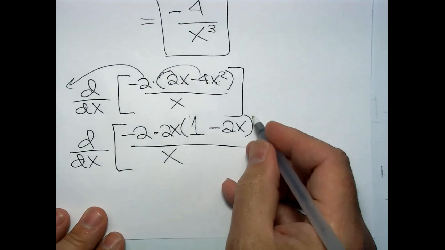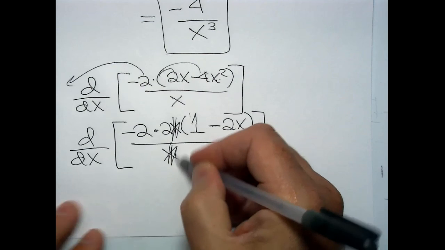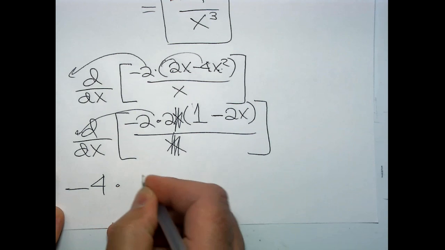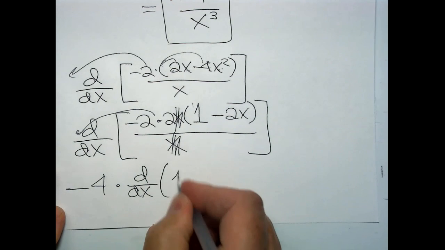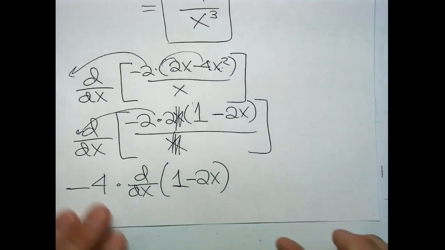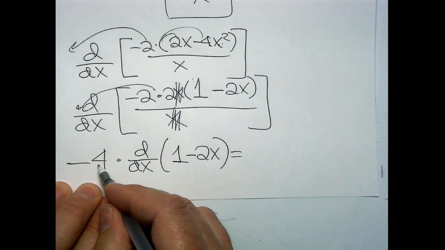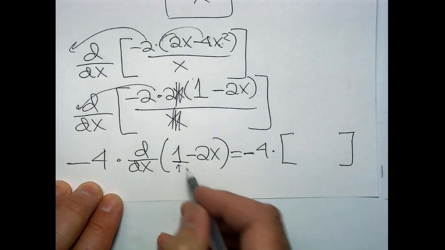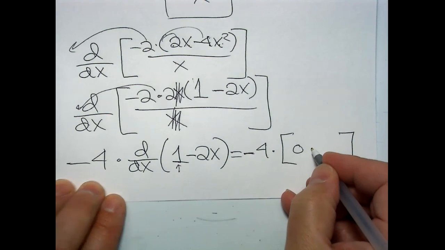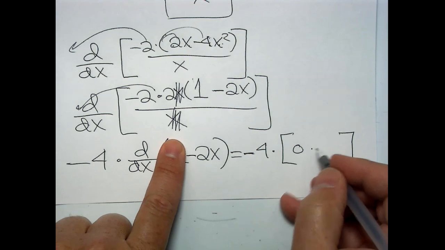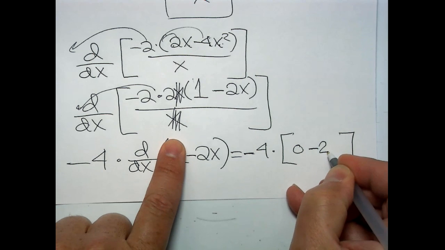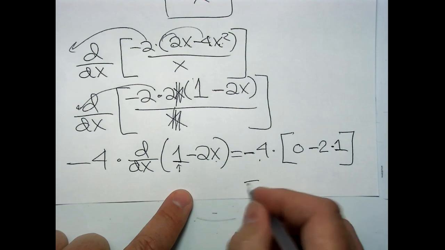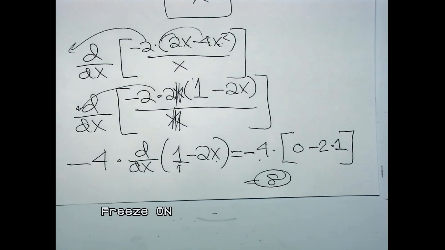And look what just happened. First of all, these x's canceled. And secondly, the minus 4 can come out front. So let's do a negative 4 as a constant multiple. And the only thing you really need to take the derivative of is right here. Let's see what that's worth. Negative 4 sits out there and waits for the answer. The answer will sit in here. Now, the derivative of 1 is 0. The derivative of minus 2x, well, minus 2 is a constant multiple. That will not vanish, and the derivative of x is 1. So this is negative 4 times negative 2, and the answer is 8, which doesn't even have an x in it.